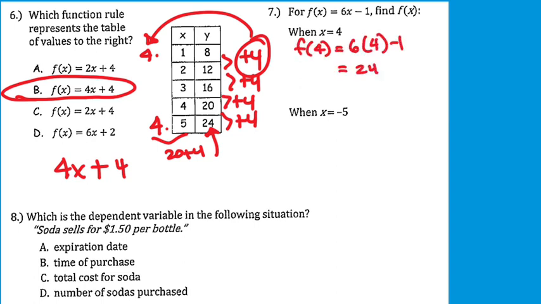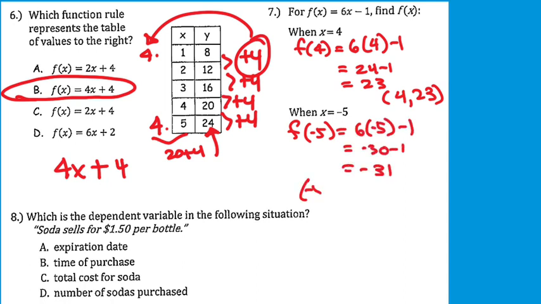So we want to find that, and then we're going to see that when x is 4, y is going to be 23. And when it's -5, y is going to be -31. We do want to write them in the form of a point, so an x and y coordinate, because that is the solution.